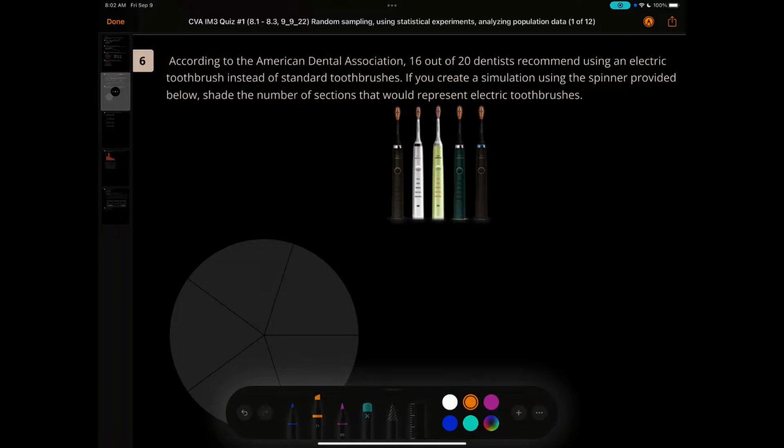Number 6, according to the American Dental Association, 16 out of 20 dentists recommend using an electric toothbrush instead of the standard toothbrushes. If you create a simulation using a spinner provided below, shade the number of sections that would represent the electric toothbrushes.